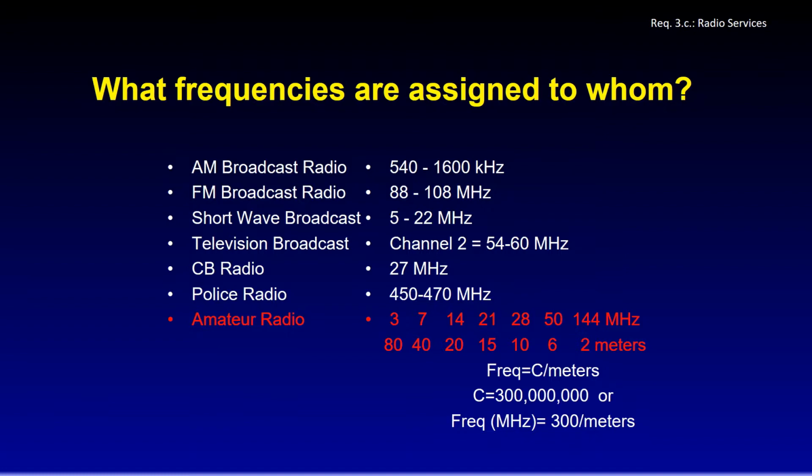Now you can talk on the CB radio at 27 megahertz with a CB radio you can buy at a truck stop, but you better not be talking on the 450 to 470 megahertz with the police radio. Amateur radio is assigned 3, 7, 14, 21, 28, 50, and 144 megahertz. That's 80, 40, 20, 15, 10, 6, and 2 meters. Notice the change in describing the wavelength versus a frequency. Either one is valid. So this is the reason that we want you to understand what an electromagnetic wave is and what a spectrum is.